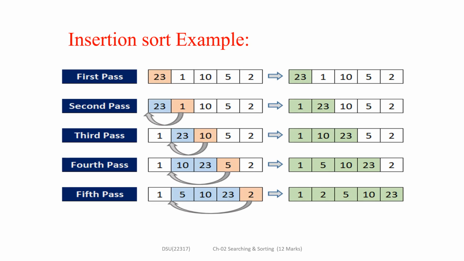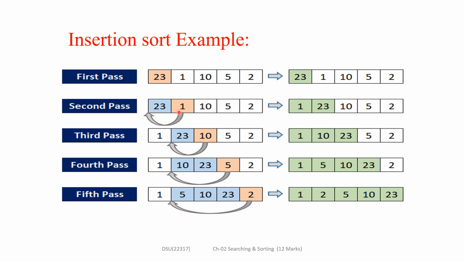Now we will see the second insertion sort example. This is 23, 1, 10, 5, 2. After the first pass, this 23 is compared with 1. Obviously, 1 is less than 23. That's why we are going to place the 1 here, and 23, 10, 5 and 2, and shifting will be done.